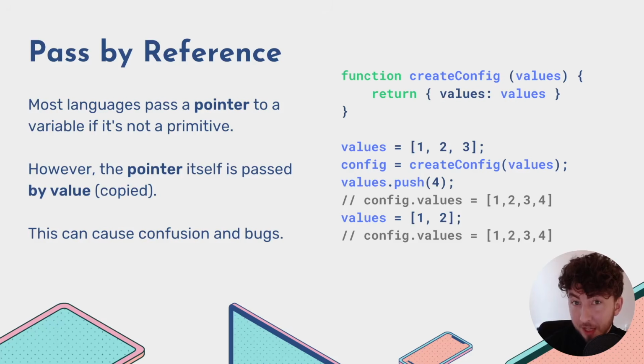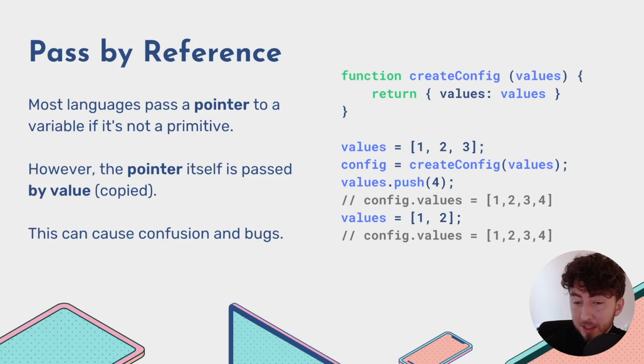But look at the last 2 lines, right? If we reassign our out of values array to something new, what we're actually doing is we're modifying the values pointer to point somewhere else. And see how the config values is still the old array? It's not 1 and 2, it's 1, 2, 3, and 4.